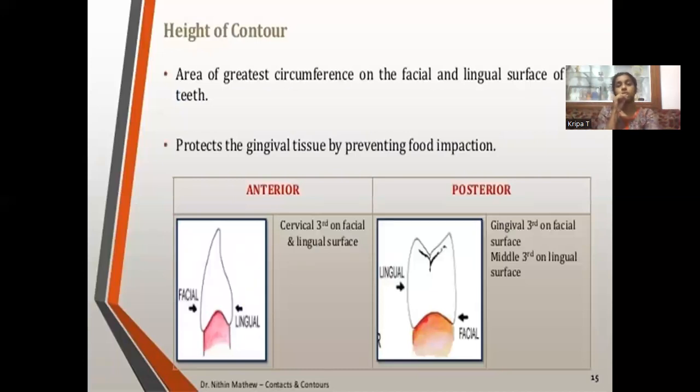So here is the important term, height of contour. It is the area of greatest circumference on the facial and lingual surface of the teeth. This protects the gingiva by preventing food impaction. In the anterior tooth, the height of contour is in the cervical third on the facial and lingual surface. For posterior, it is in the gingival third on the facial surface and the middle third on the lingual surface.